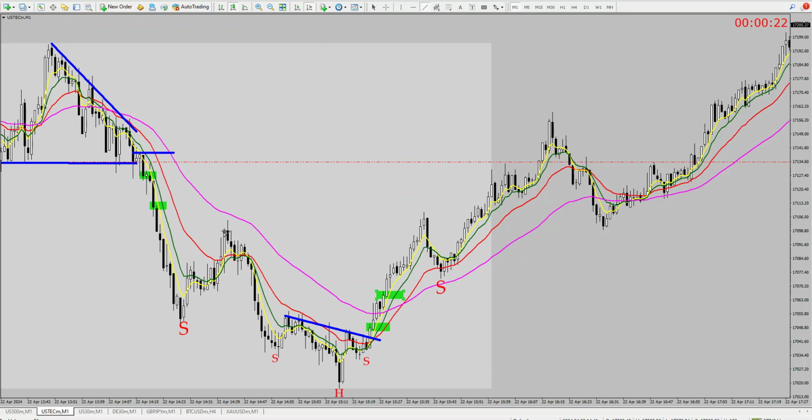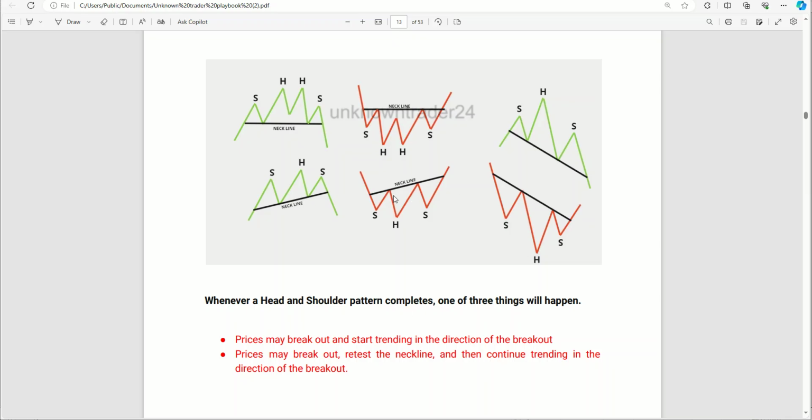But again, look at this. Wow, this is so beautiful. You see, now this is a different kind of head and shoulder. Now it's the head and shoulder where the neckline is sloped up. If we go to the playbook, we're going to find it. It's there. It's this one now. You see, the neckline is now sloped upwards.